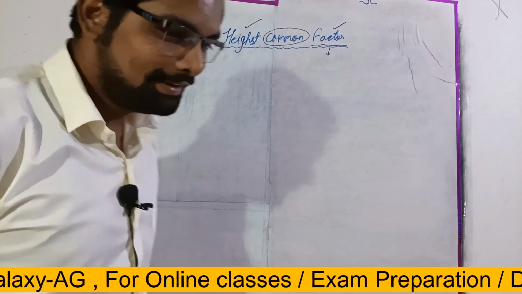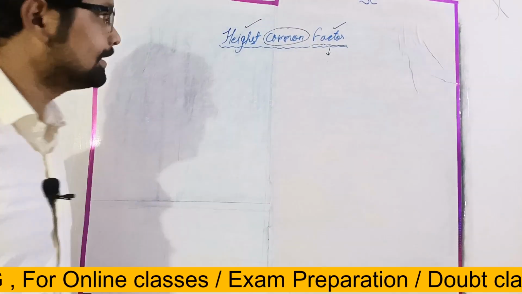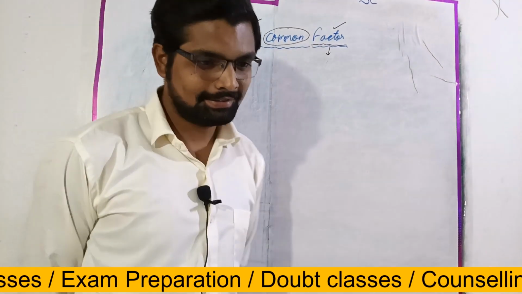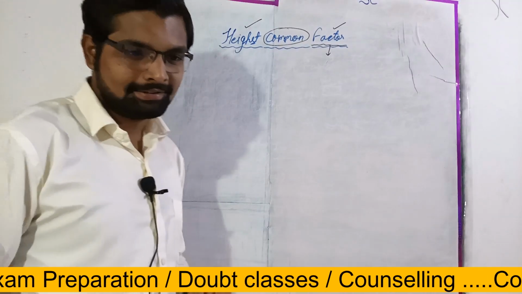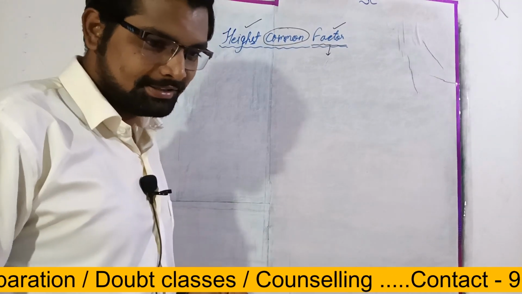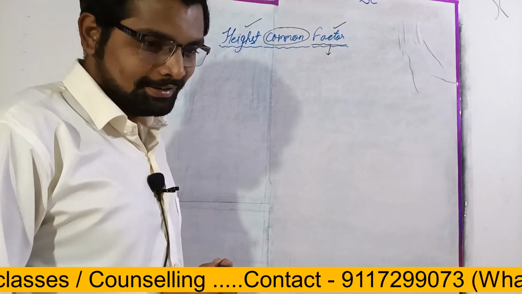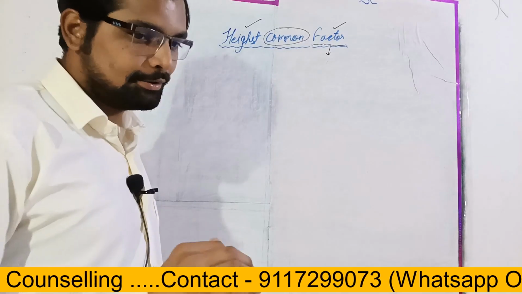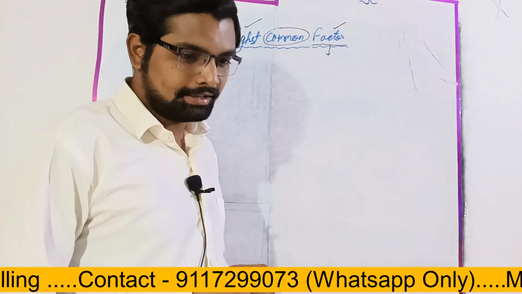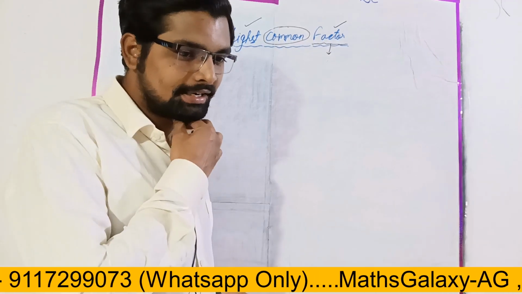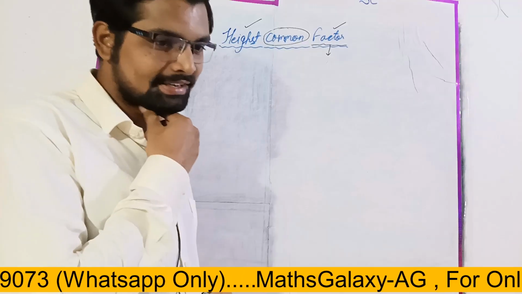Okay, no problem. Just try it. Why is it highest common factor? Why is it not lowest common factor? It can be, right? But it's not. Why? Have you ever learnt lowest common factor? I think you have learnt lowest common multiple, but you haven't learnt lowest common factor yet, right?